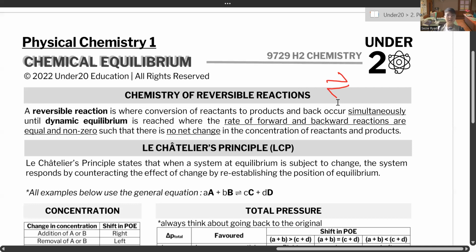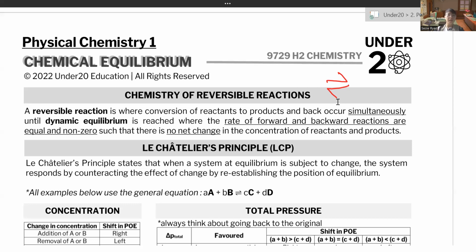Okay, so some formal definitions before we go into calculations and stuff. So what exactly is a reversible reaction? That is a reaction whereby the conversion of the reactants to the products and back, products to reactants, occur simultaneously. Means that it's always happening at the same time, right? It's not that, oh, okay, we go reactants to products first and then products become reactants. No, it happens all at the same time.